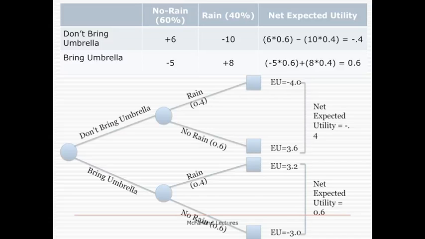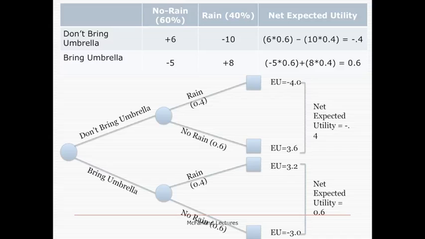And we want to calculate the expected utility of each kind of scenario. Here, all we have to do is multiply not bringing an umbrella, which is plus 6, with the chance of no rain, which is 60%. From that, we get a second value of 3.6. So 6 times 0.6 is 3.6. That represents the expected utility of not bringing an umbrella if it doesn't rain.